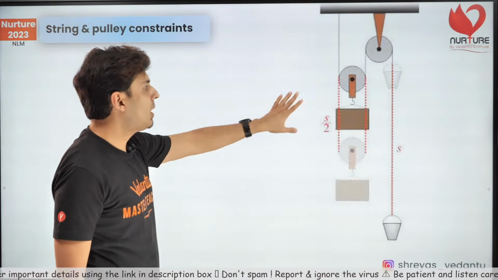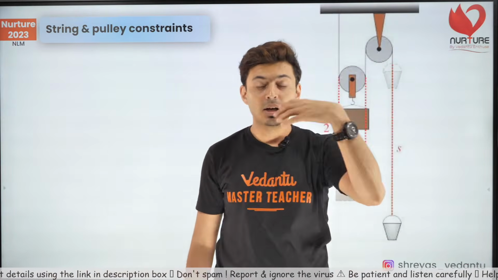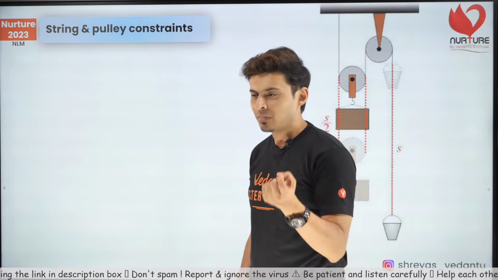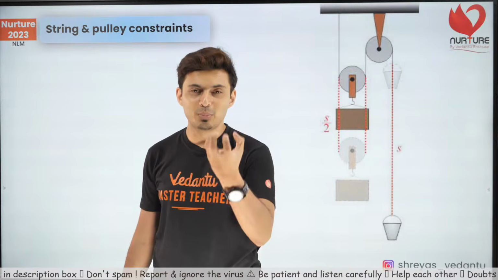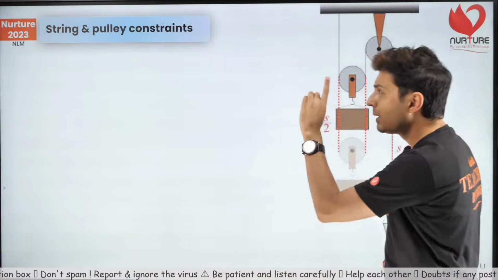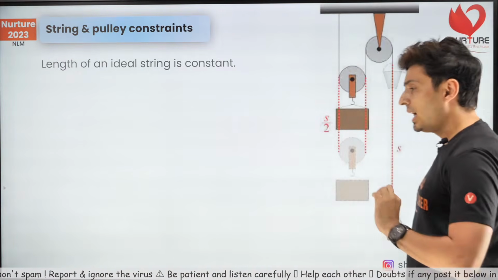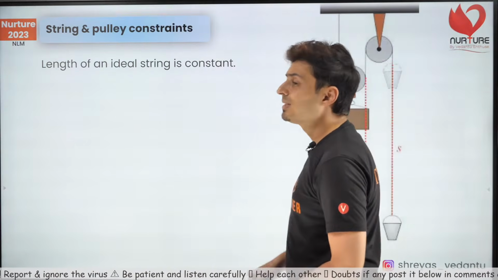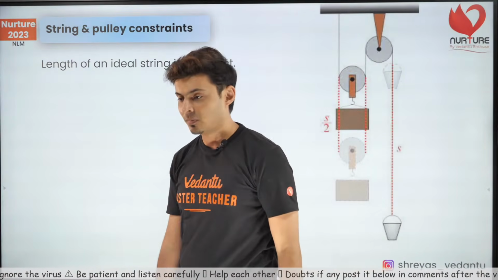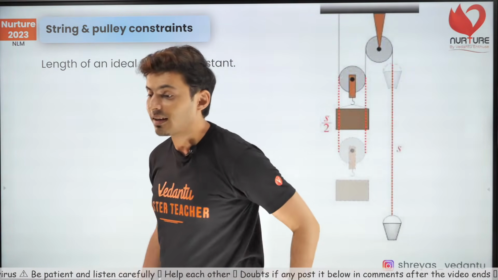Now, whenever you have pulley block problems which involve constraint motion, basically understand the pulley is moving, then remember one simple rule, okay? And the rule is the length of the string remains constant. The length of the string remains constant.